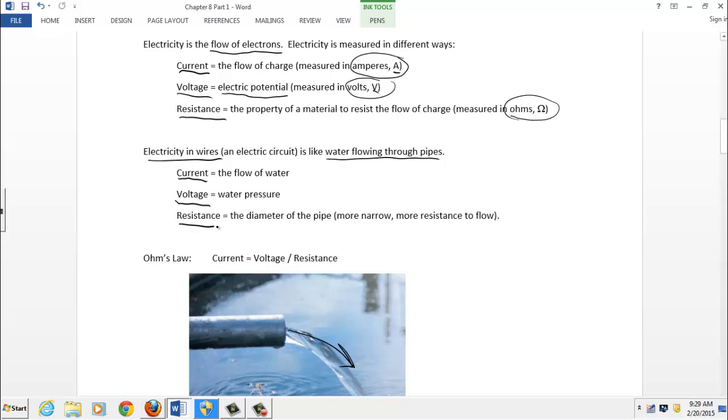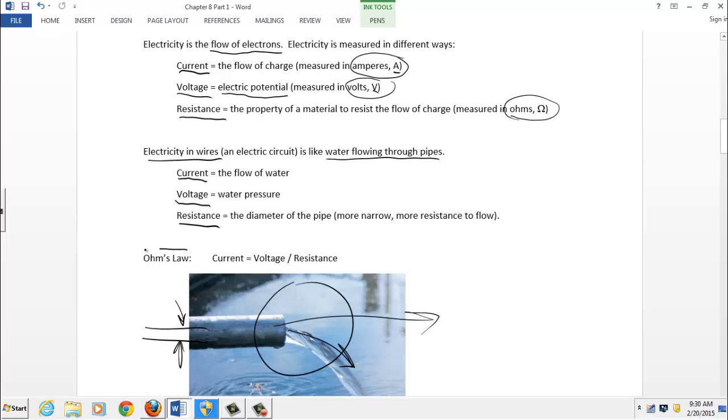And then resistance in an electrical system, that's sort of like the diameter of the pipe. If the pipe was really big, then the water could flow out more easily. There wouldn't be much resistance. But as you narrow down the pipe, make it more narrow, there'd be a lot more resistance. It'd be more difficult to get the current to flow, get the water to flow through.